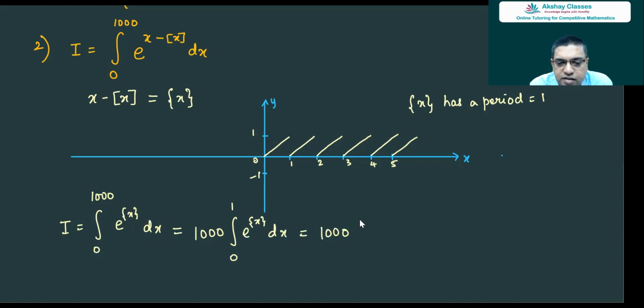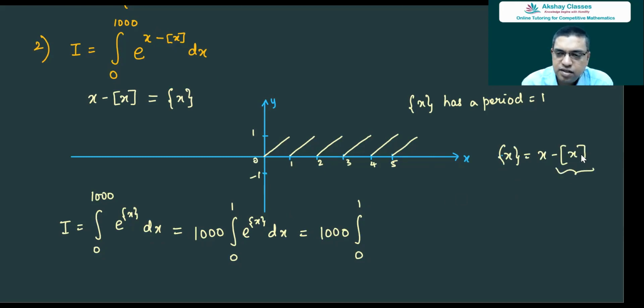Now, in this particular interval from 0 to 1, the fractional part of x is equal to x, because between 0 and 1 the integral part of x is 0. So we can see here that between 0 and 1, the curve will be along this line y equal to x. So y equal to x will be the equation of this line. That means the fractional part of x is equal to x. So we can replace the fractional part by x.